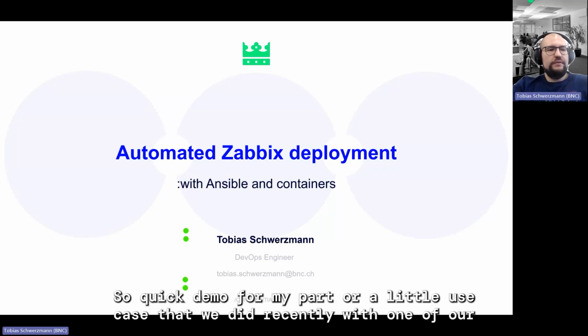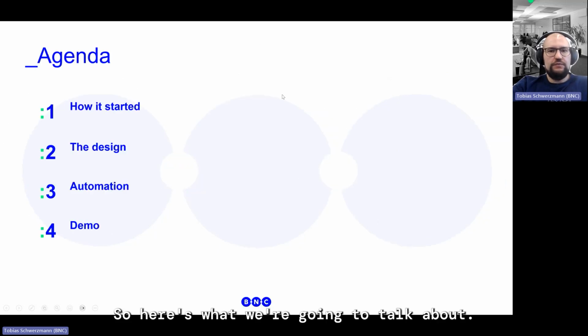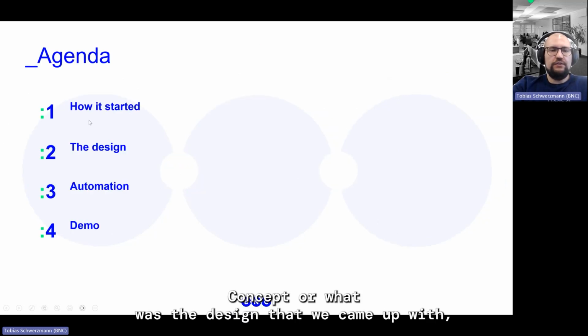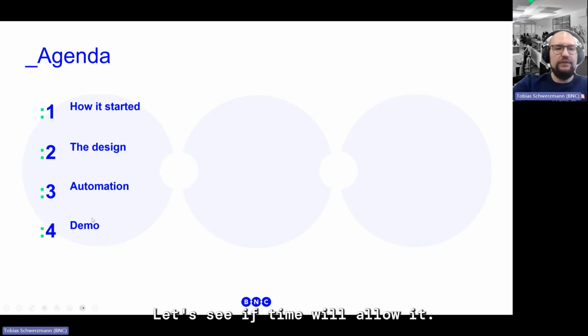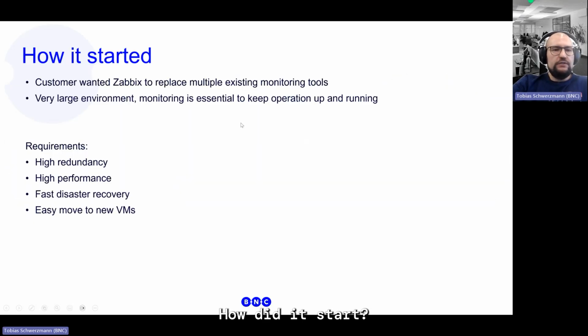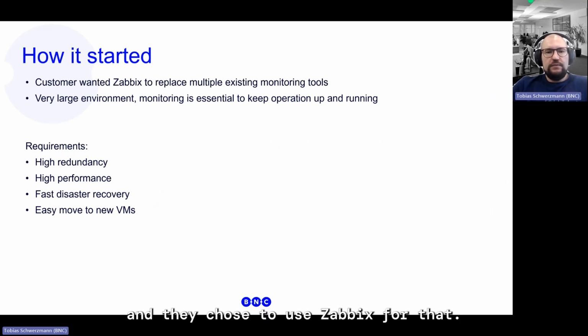All right, a quick demo from my part, or a little use case that we did recently with one of our customers about automating Zabbix deployment with Ansible and containers. Here's what we're going to talk about: how it started, what the design was that we came up with, why we chose automation and how, and then probably a live demo, let's see if time will allow it. So how did it start? We had a customer that wanted to replace multiple existing monitoring tools, and they chose to use Zabbix for that.